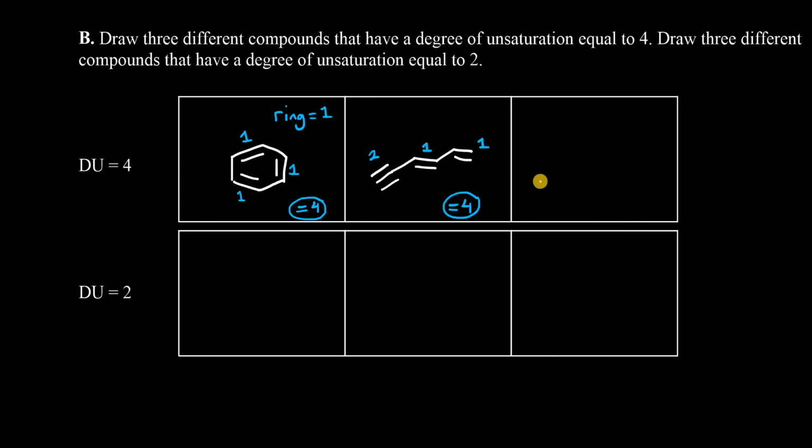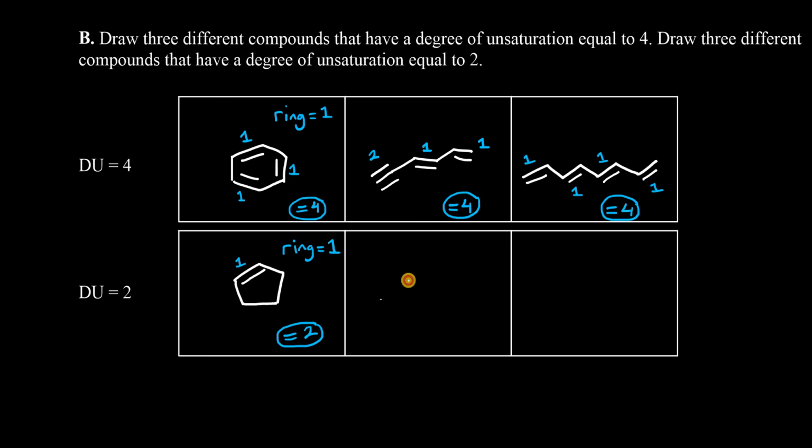Another structure we could do is draw an 8-carbon backbone, which will look like this, and just put in 4 pi bonds. Here, here, here, and here. So this structure would be valid too. Now let's try to draw these structures. DU equal to 2. Let's pretend that the question said one of these structures must be a ring. So we satisfied that here. So we know this structure has a degree of unsaturation equal to 1. Just add in a pi bond like this, and now it's 2.